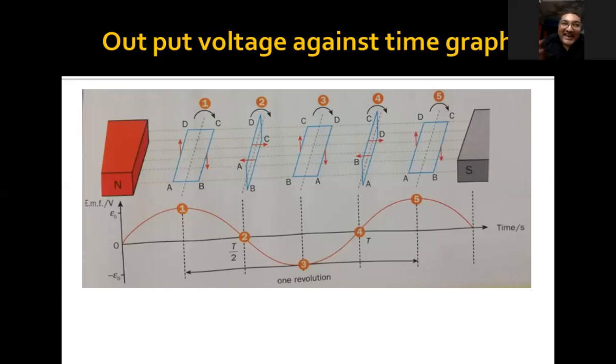If the AD is moving parallel to the magnetic lines, it will not cut the magnetic lines. When it does not cut the magnetic lines, no EMF will be induced in it.